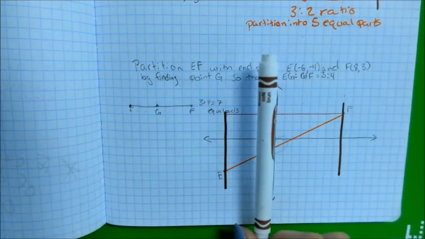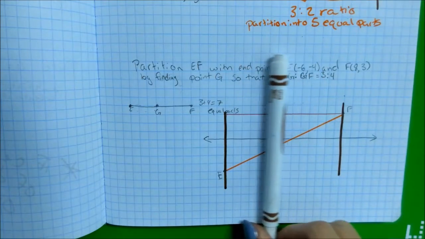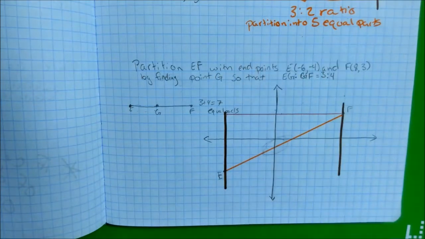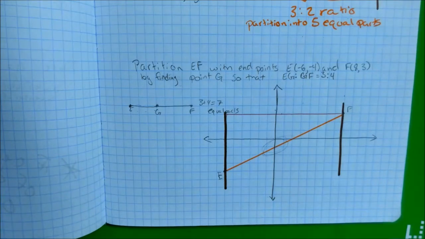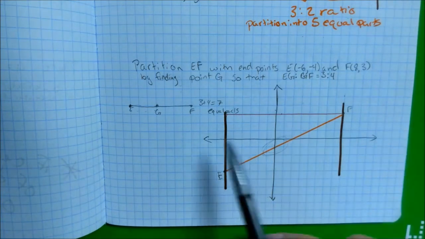Okay? And that third parallel line is going to go somewhere in here, and it's going to make that partition. But first I have to divide this into 7 equal pieces. So I'm going to count it out.